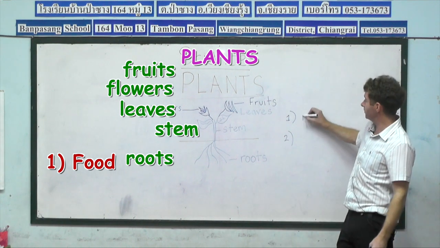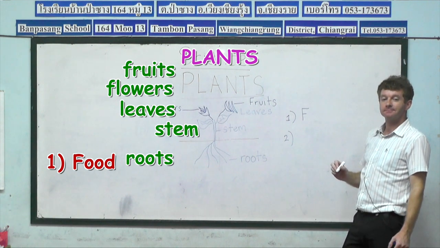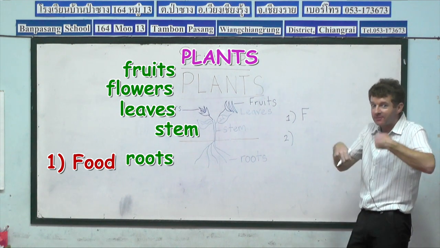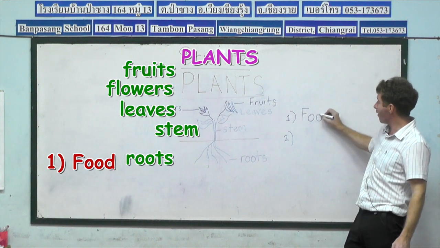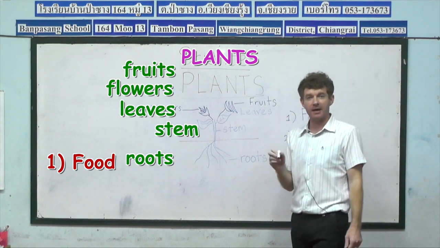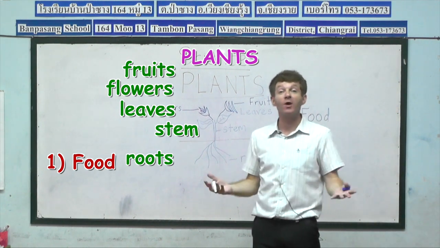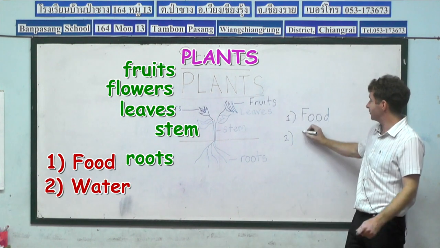I'll give you a clue. The first word begins with F. What do we need to do? Food. F-O-O-D. And then, the second thing, just like us, when we're thirsty, what do we need to drink? Water.